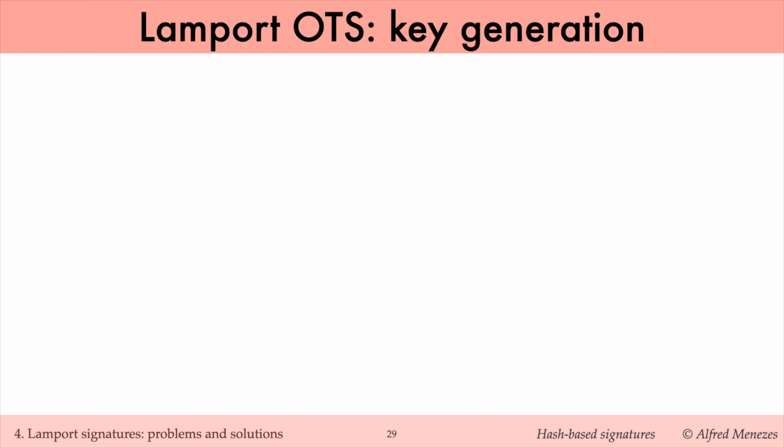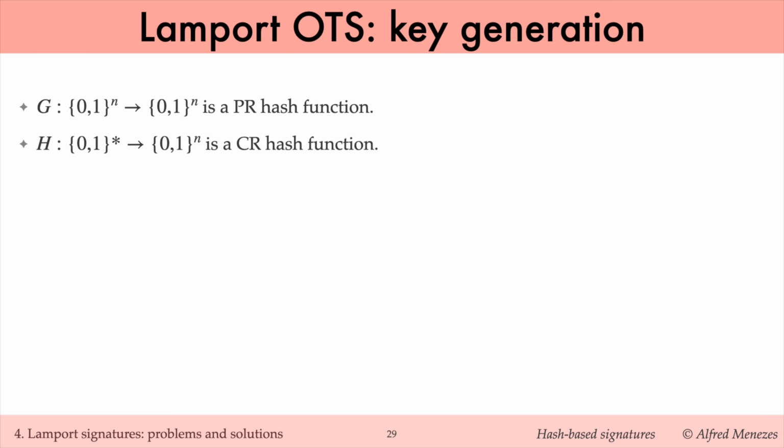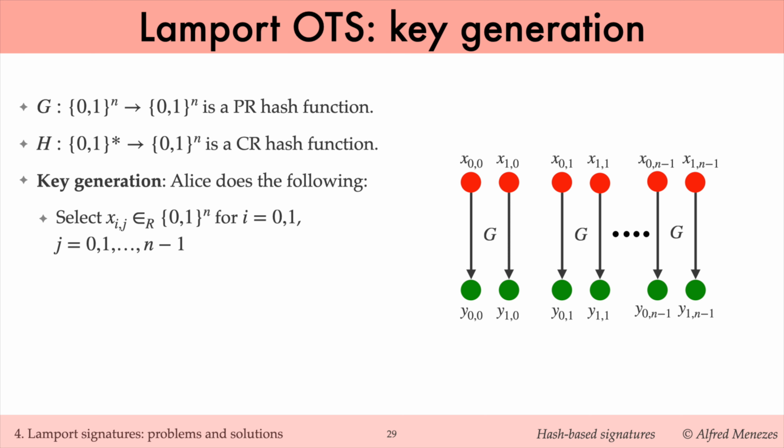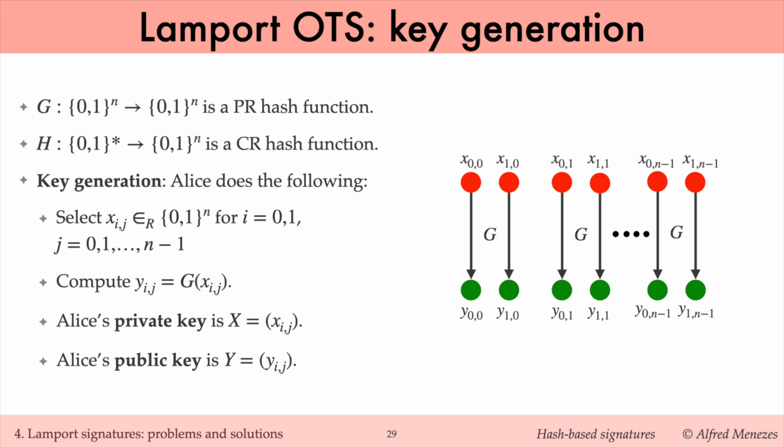In this video, I'll present solutions that address these limitations. I'll quickly review the Lamport one-time signature scheme that I presented in the previous video. The scheme relies on a pre-image resistant hash function G and a collision resistant hash function H. To generate a key pair, Alice first selects n pairs of random n-bit strings denoted Xij. She then computes their G hashes Yij. Alice's private key is a list of Xij values, and her public key is the list of Yij values.